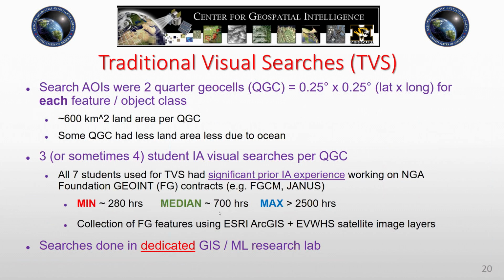The average amount of labor hours they'd spent doing Foundation GeoInt type feature extraction on NGA contracts was 700 hours. So this is a good set of students that we could use for doing this because they had prior expertise in analyzing at least Foundation GeoInt. Now they didn't have the expertise in analyzing the military type targets, but that's still a very good starting point in terms of student labor and experience for undergraduate students.